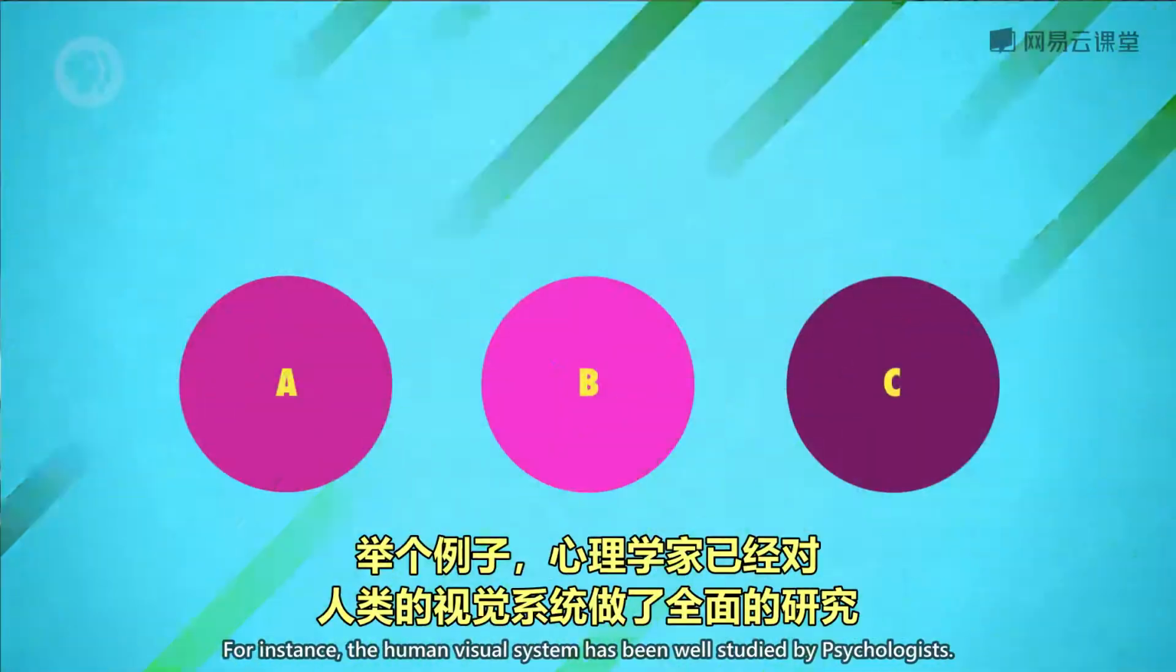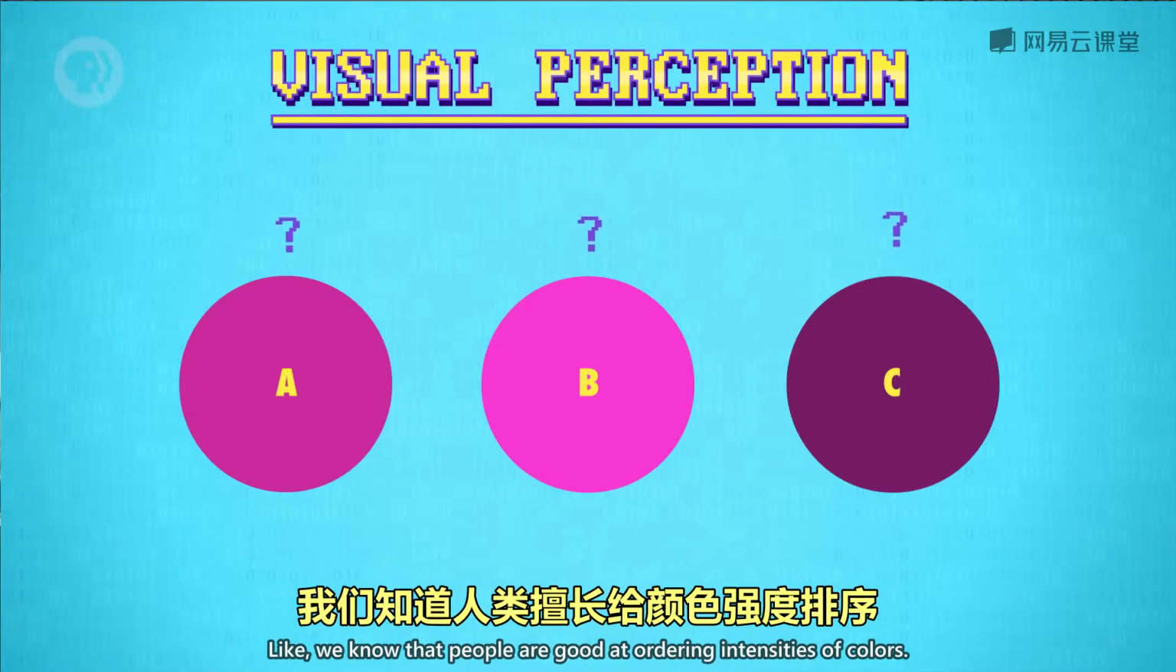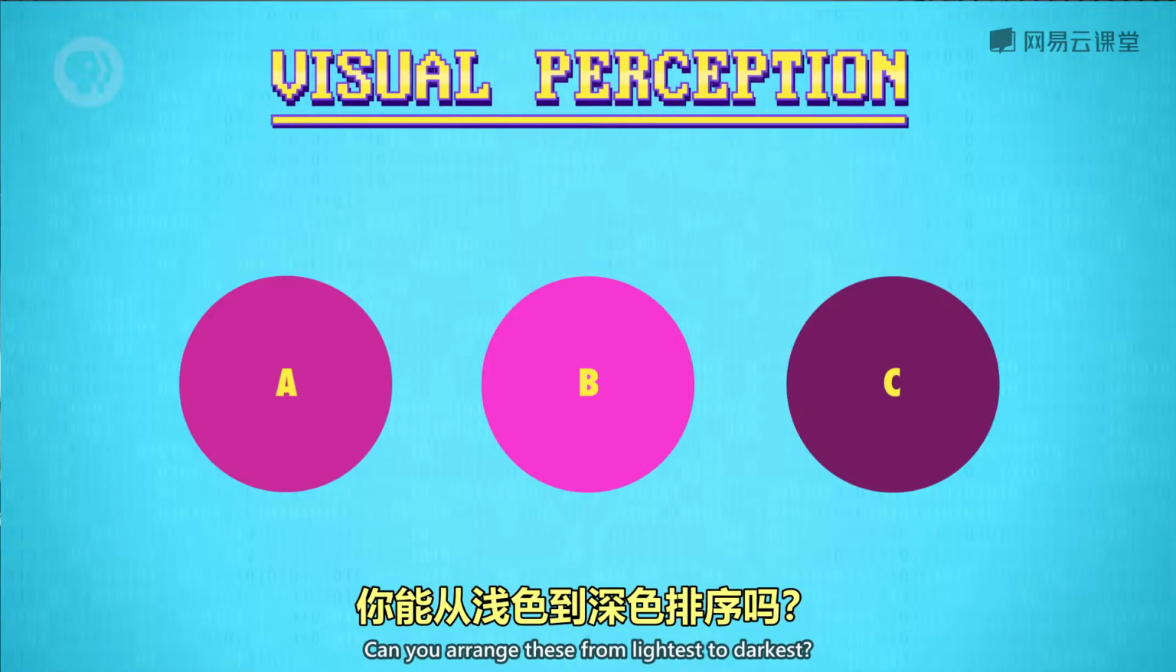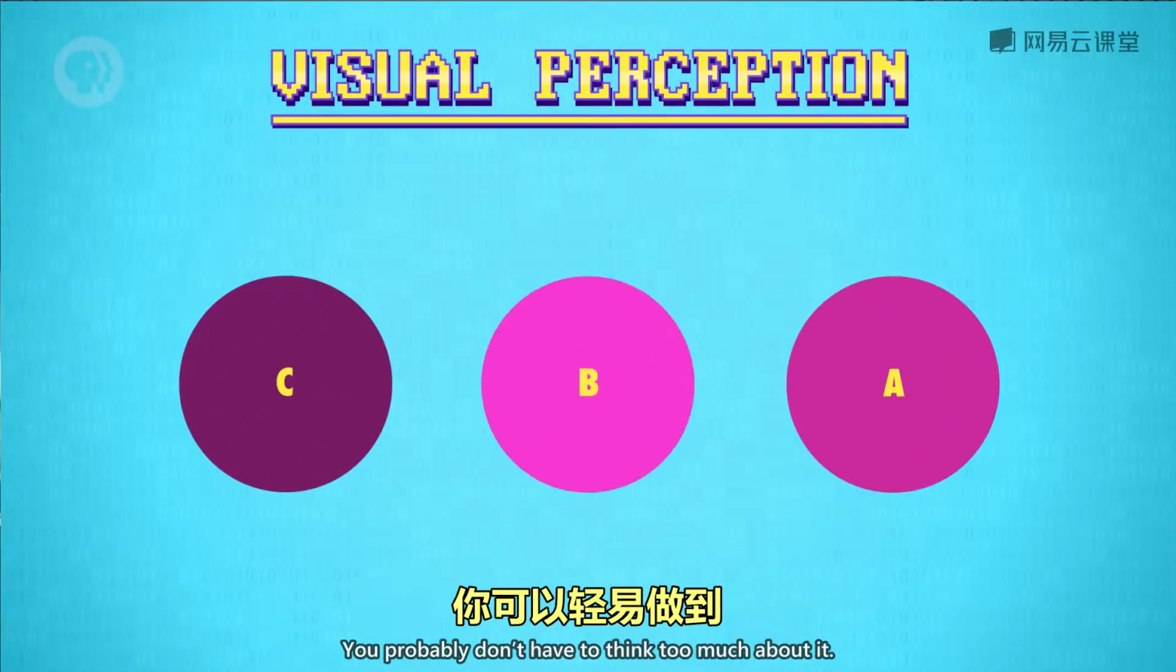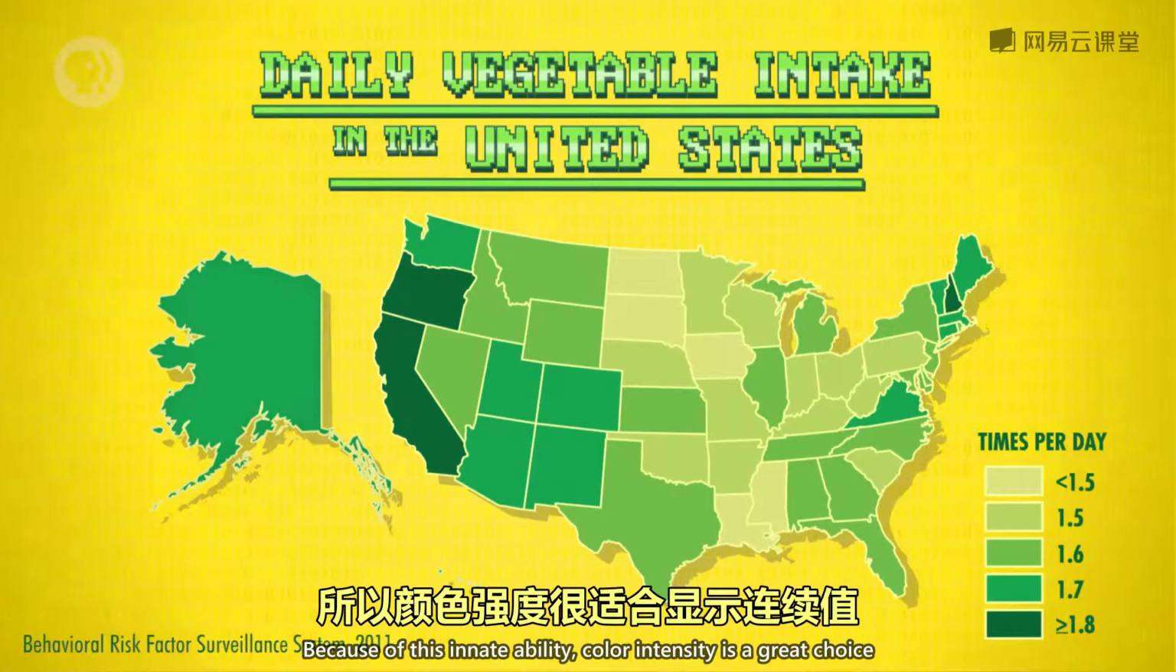To facilitate human work, we need to understand humans, from how they see and think to how they react and interact. For instance, the human visual system has been well studied by psychologists. Like, we know that people are good at ordering intensities of colours. Here are 3. Can you arrange these from lightest to darkest? You probably don't have to think too much about it. Because of this innate ability, colour intensity is a great choice for displaying data with continuous values.